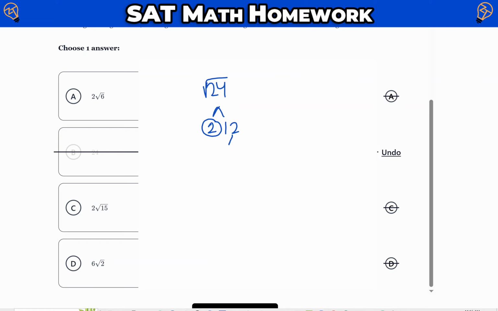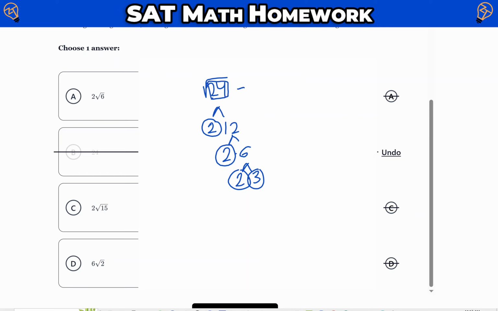Now 12 is composite, so we're going to break it down. Again, you have a couple options. I'm going to go with this. 2 is prime. We'll break down 6. And now we officially got it to where all we have are prime factors. Notice if you multiply these four circled numbers, you will get 24.